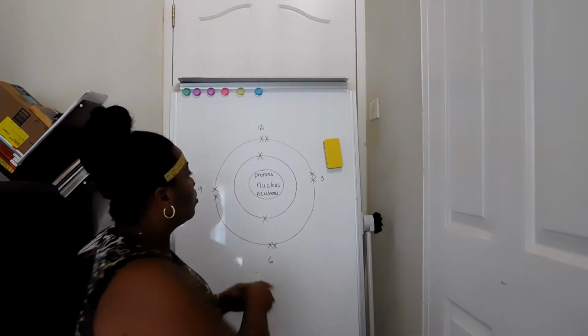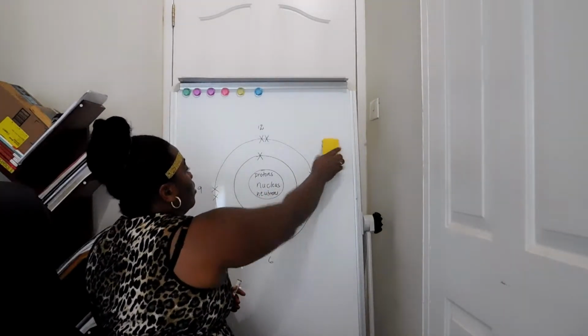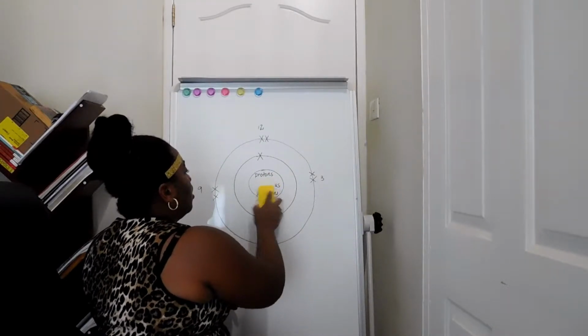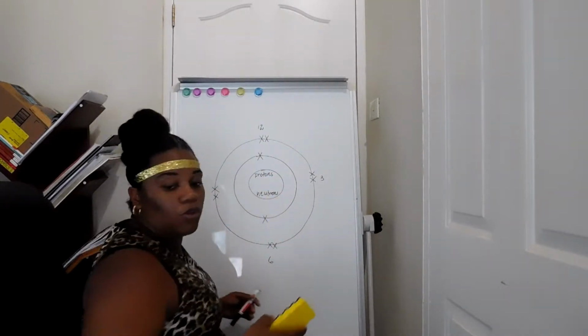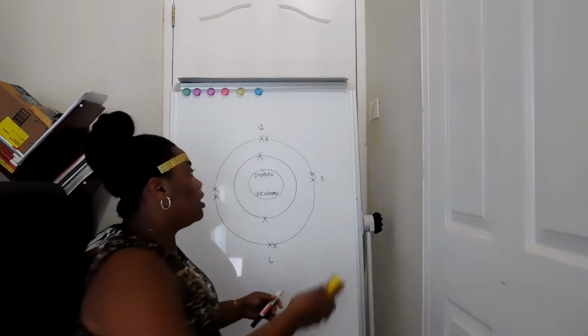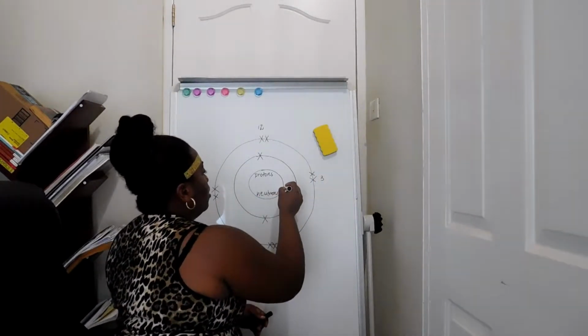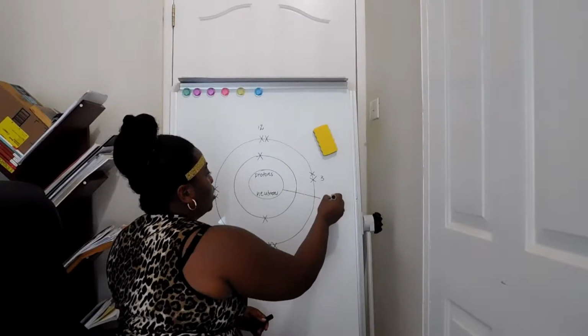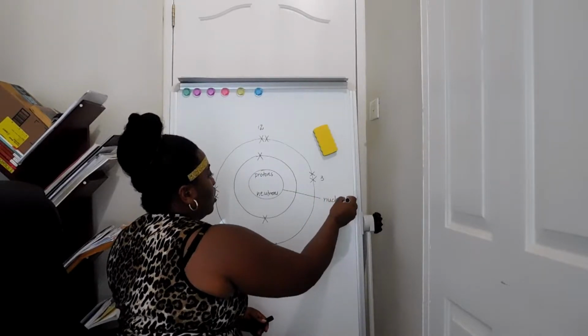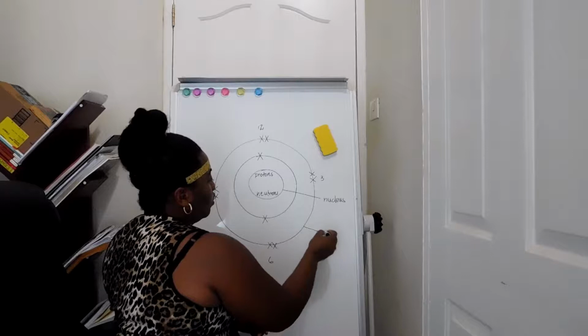Okay? So this is your nucleus right here. I'm going to rub this out so that you realize that the only 2 particles inside of the nucleus are the protons and the neutrons. So I'm going to label nucleus, and these are our orbitals right here.